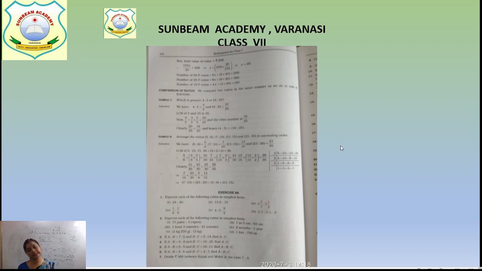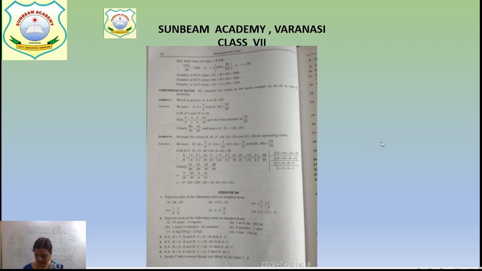We will take their LCM. We will take the LCM and then make the denominators equal, and after that only we can tell that if the first part of a particular ratio, that is the antecedent, is greater, then that particular ratio is bigger. If you see the question, 4 by 5 and 16 is to 25. Two numbers are given. So 5 and 25 are the denominators. So you have to make the denominators equal first.